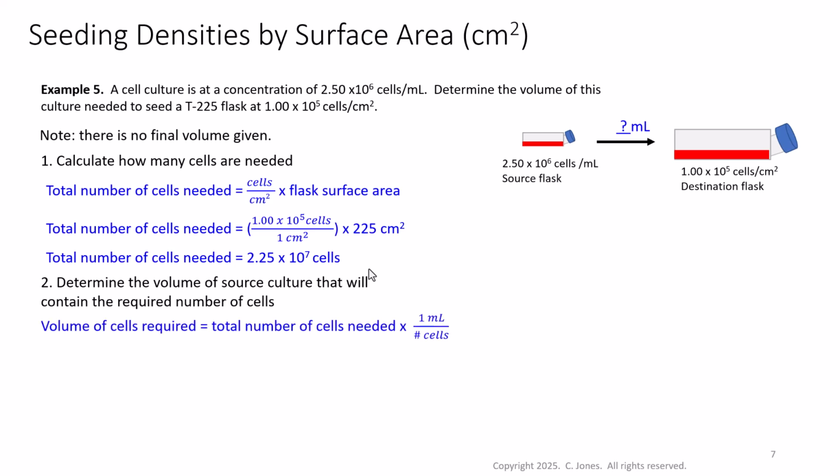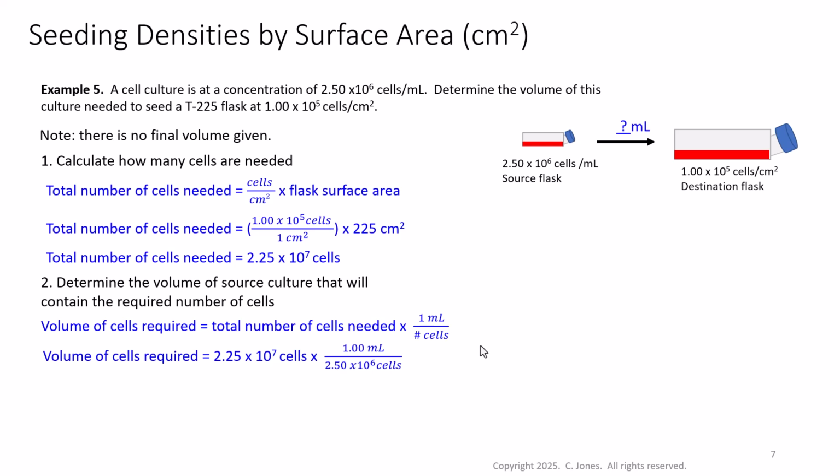So now what we're going to do is treat the cell density, that is the number of cells per 1 mil, as a conversion factor. So the volume of cells required will be the total number of cells needed that we calculated in step 1 times 1 mil over the number of cells. So this is just the cell density inverted. We've just switched it around because we're treating this like a conversion factor. 1 mil equals, in this case, 2.50 times 10 to the 6th cells. That's really what that means, at least for the purposes of this problem.